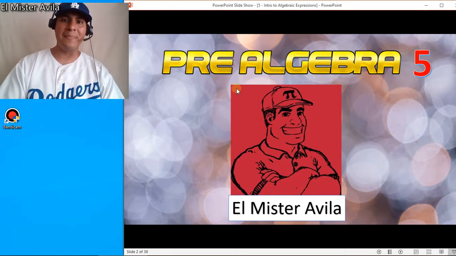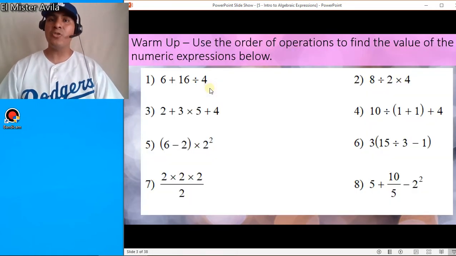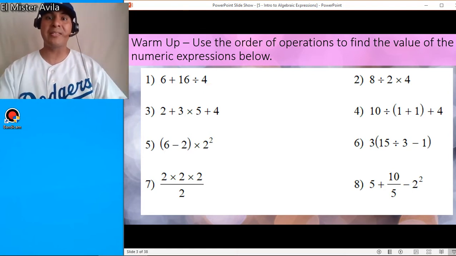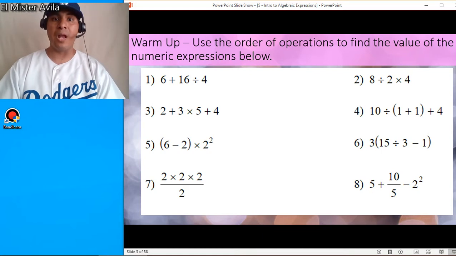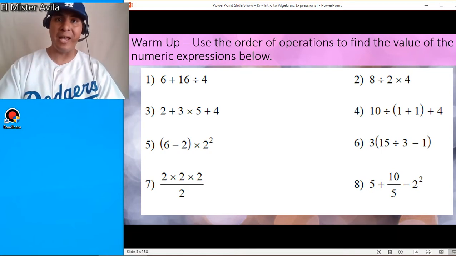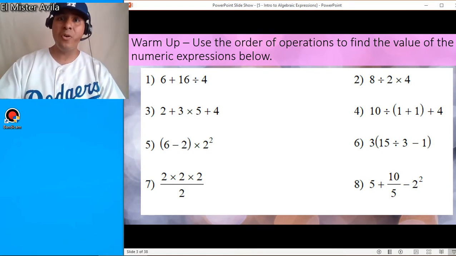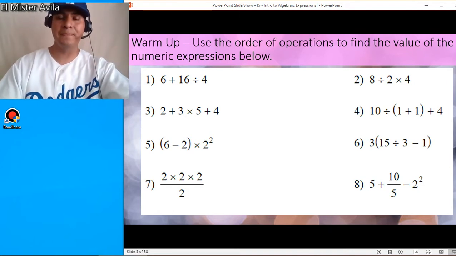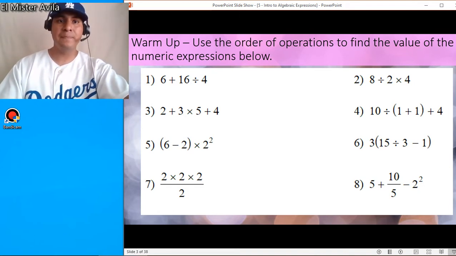Here comes the warm-up. Let's get ready to try it out. This warm-up is based off of the previous lesson, actually a couple of lessons. So if you were able to follow along with those lessons, please try these out. Pause the video, and when you're ready, move on so we can check if you got the answers right. Moving on in 3, 2, and 1.